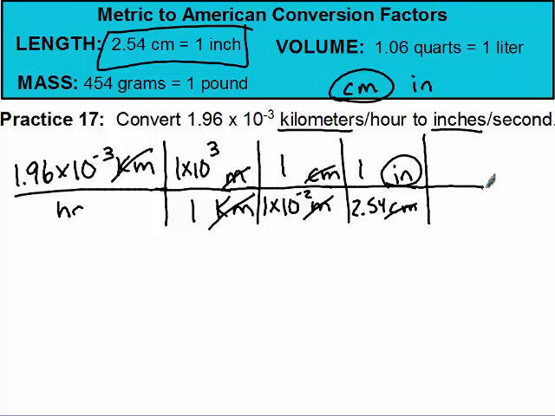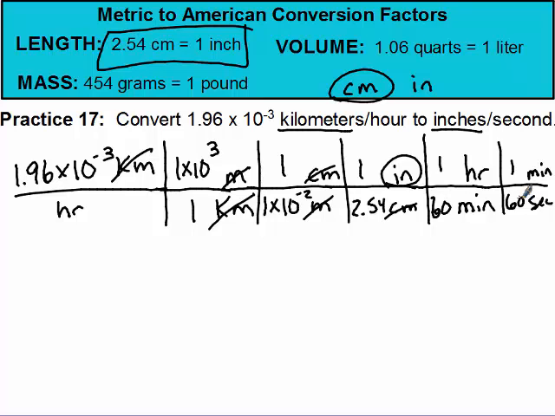I'm trying to get rid of hours, so I need hours on the top so they'll cancel. I have to have one on top, one on bottom, always to cancel things. The step below hours is minutes. 1 hour is 60 minutes. And finally, minutes to seconds. 1 minute is 60 seconds.